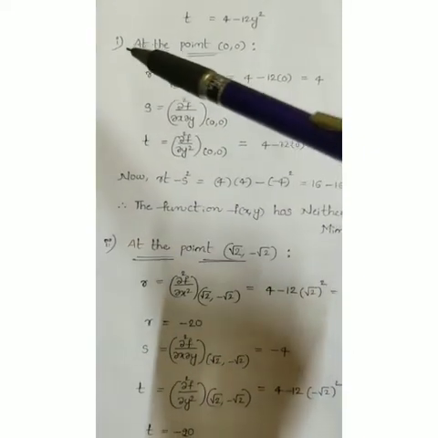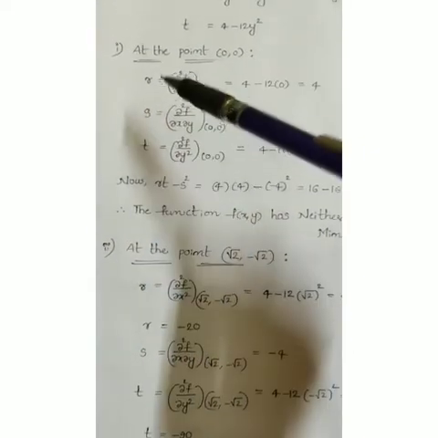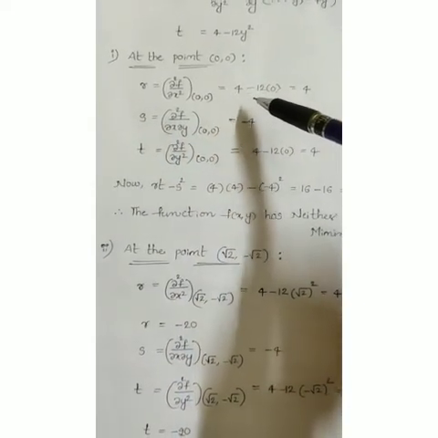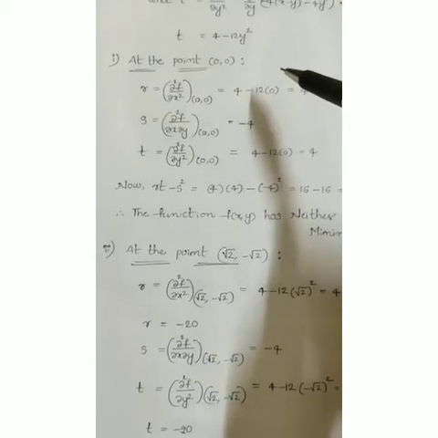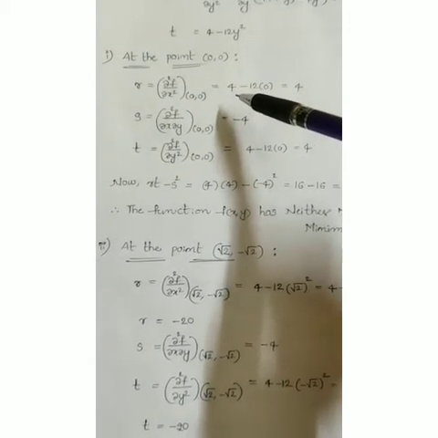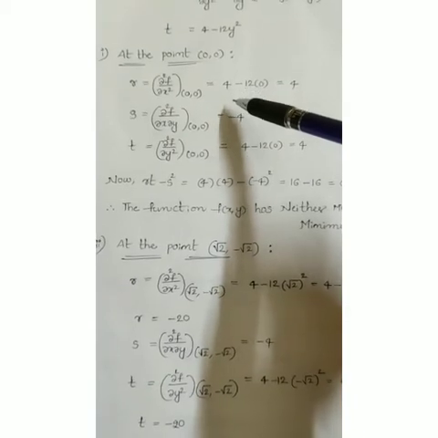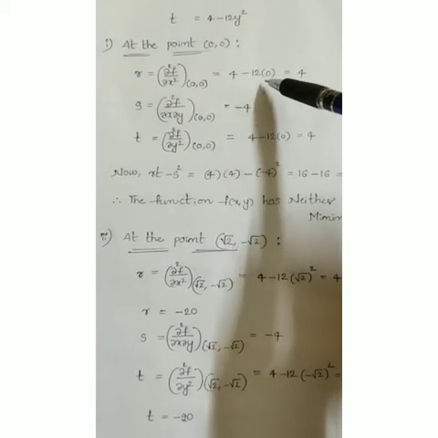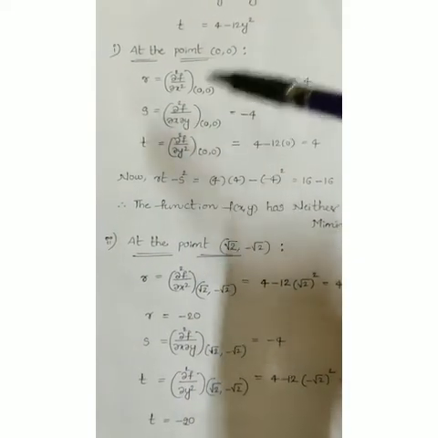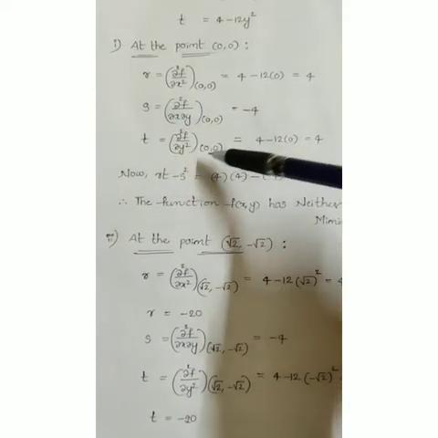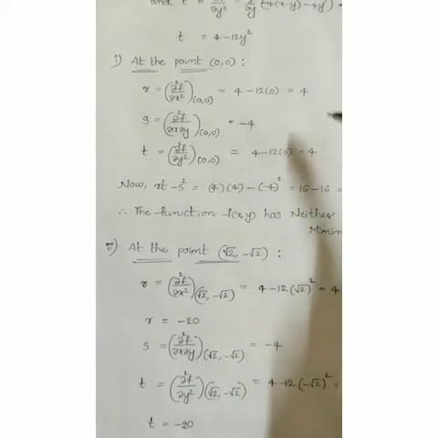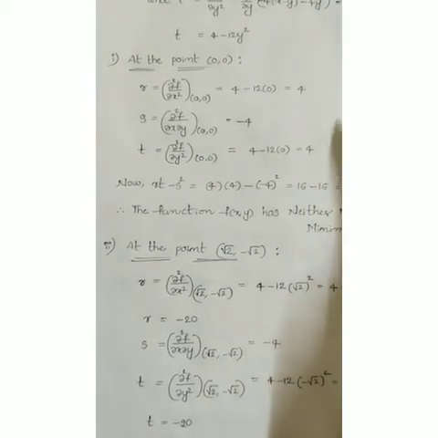Now first point, at the point 0 comma 0, r equal to dou square f by dou x square of 0 comma 0, that is 4 minus 12x square, that is 4 minus 12 into 0, that is 4. S value is minus 4. T value is dou square f by dou y square of 0 comma 0, that is 4 minus 12y square. 12 into 0, 0. That is 4 minus 0 is 4.